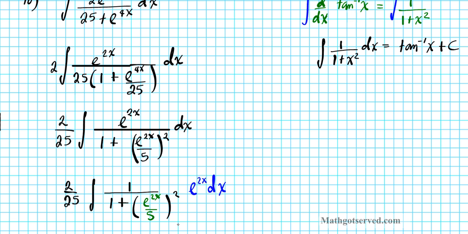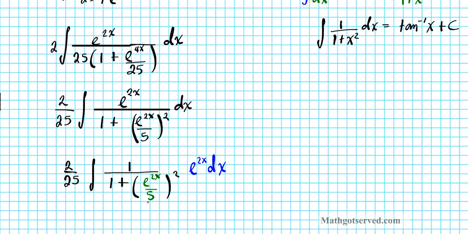All right? Okay, now let's see if we can use the u substitution here. We're going to call this inner function u, so let's say u is e to the 2x over 5. Then when you differentiate both sides, you end up with du equals 1/5 times the derivative of e to the 2x.